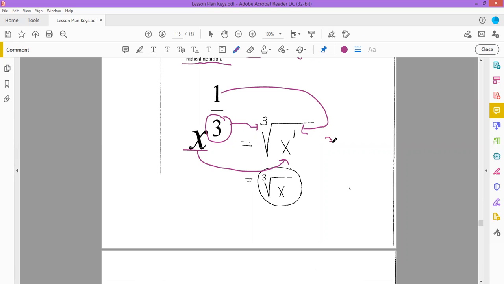So we have the cubed root. That cubed root comes from the denominator of our fraction. Our base of x goes underneath, and then we raise this to the first power. Now, raising something to the first power does not change the term. So the cubed root of x raised to the first power is the same thing as just the cubed root of x. This is our answer.